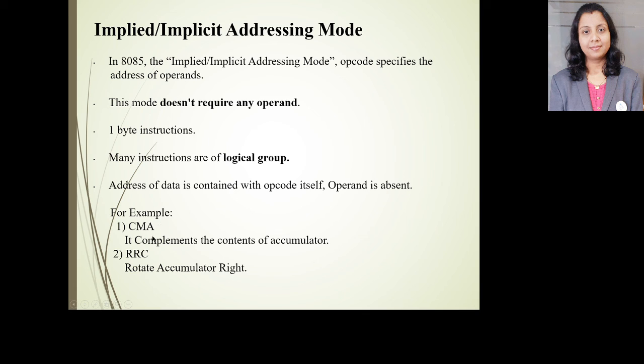We can see the example CMA. It complements the contents of the accumulator. That means whatever contents are present in the accumulator, the complement takes place after the instruction is specified. RRC means what? Rotate accumulator right. That means whatever contents are present in the accumulator are shifted towards the right.